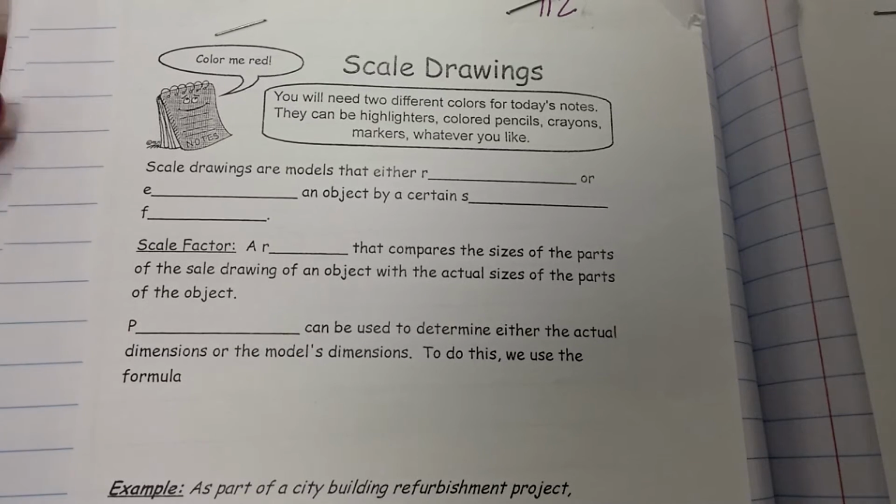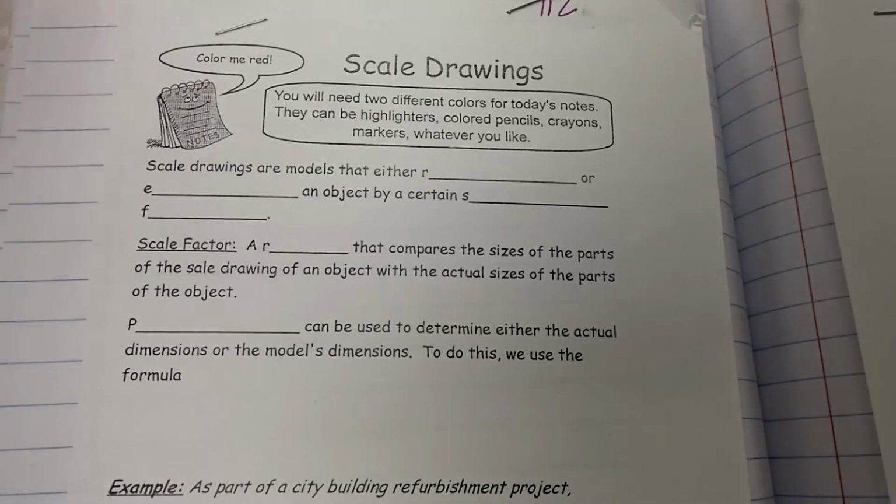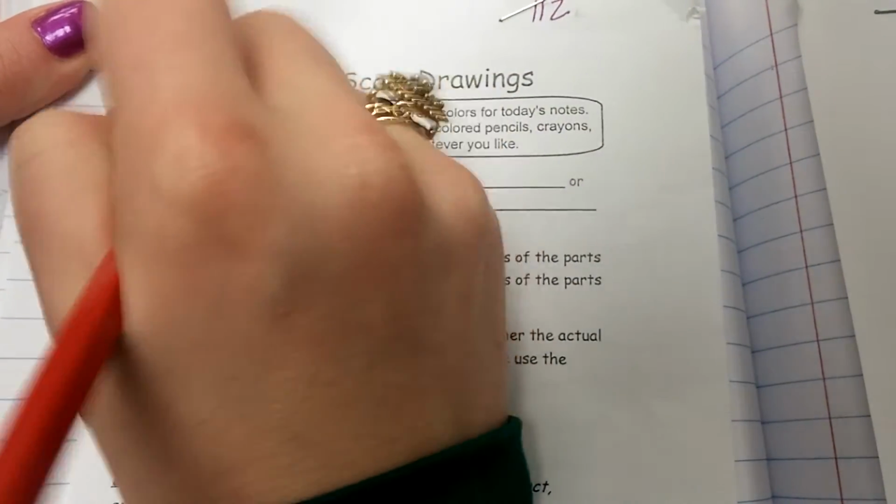All right, in this video we're going to talk about how to analyze scale drawings. Still part of the proportions unit, unit 6, and our color for that unit is red.